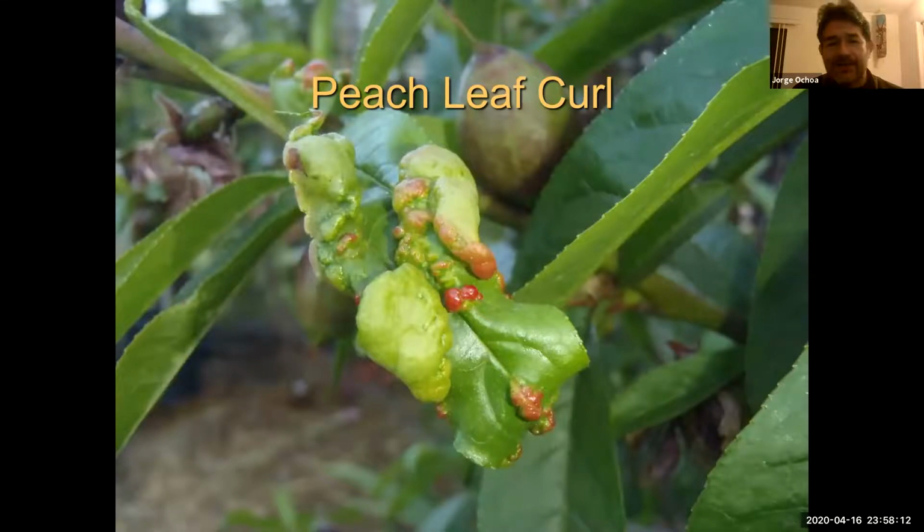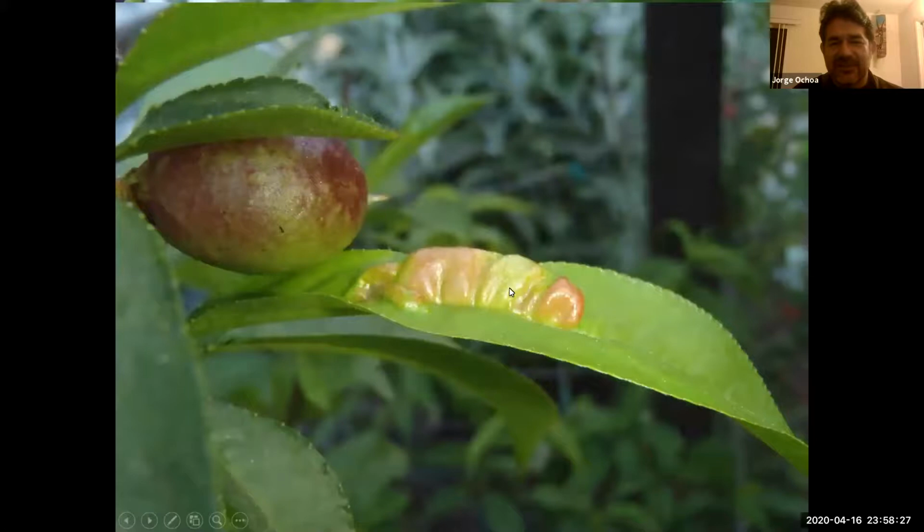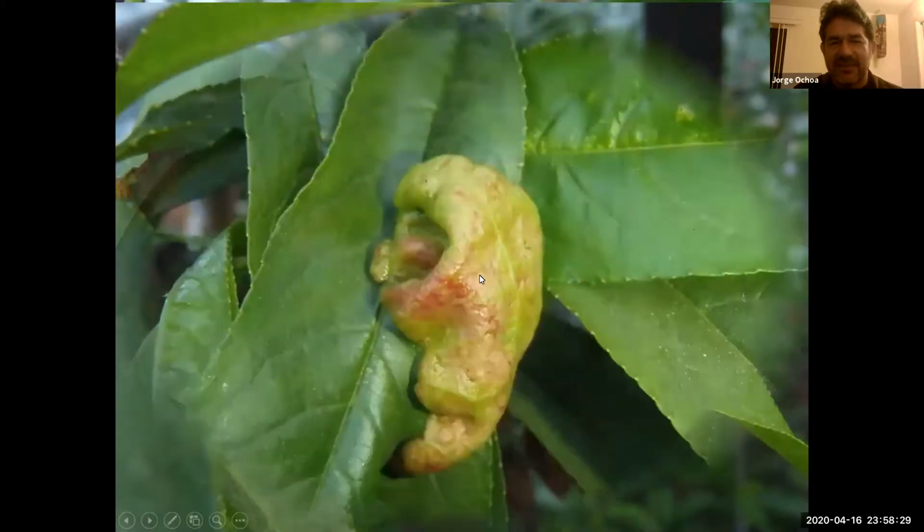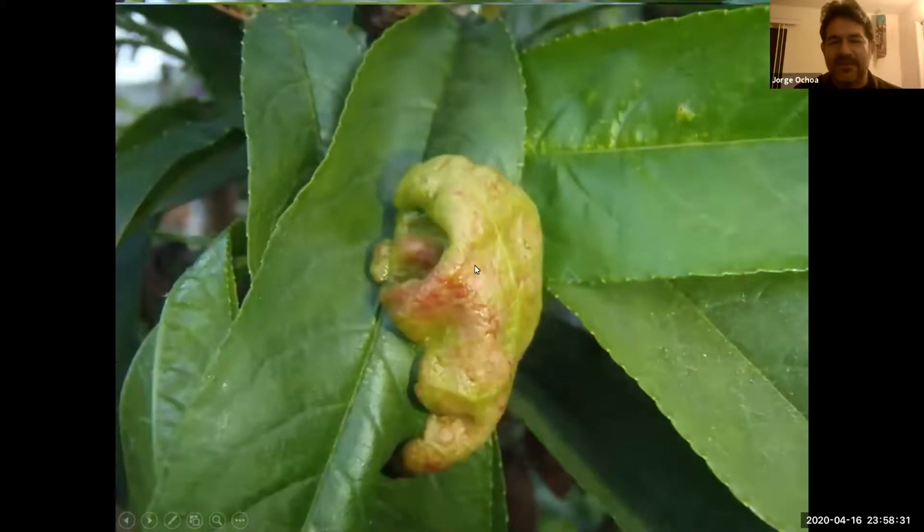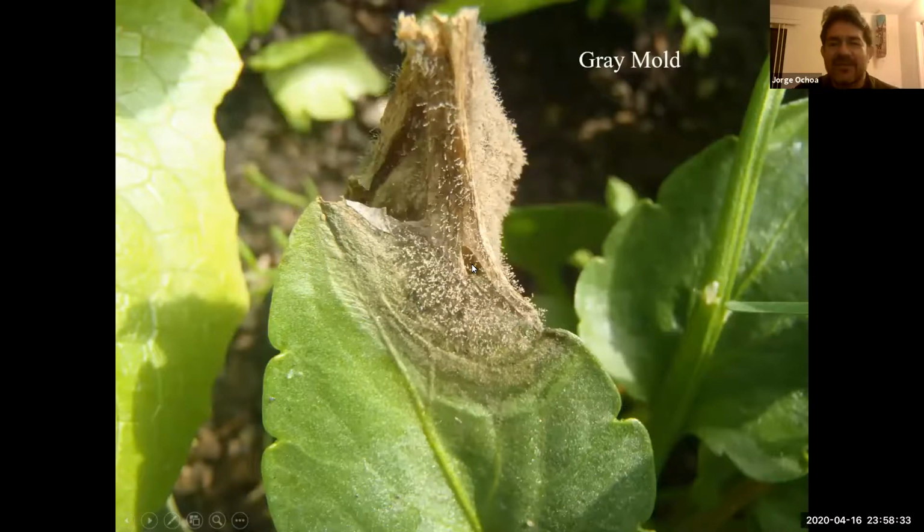Now, right now, I've gotten several photographs of people sending me this. This is peach leaf curl. Peach leaf curl is not detrimental to peaches, but it's just going to deform the leaves. It's caused by a fungi. So here's just different shots of the leaf and different severity of infection. So it's out there. You might see it. Just be aware of that.